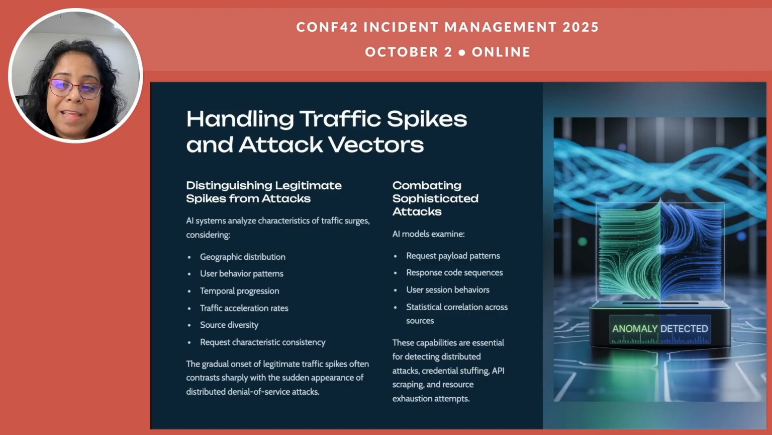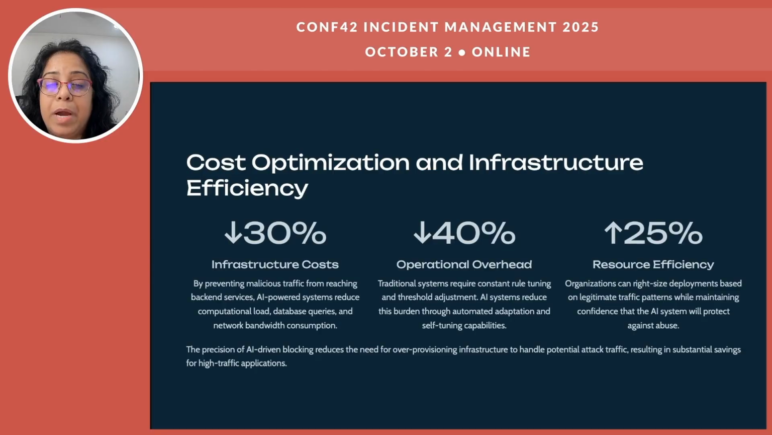across sources. These capabilities are essential for detecting distributed attacks, attacks like credential stuffing, API scraping, and resource exhaustion attempts. Let's talk about the best part, the payoff. Remember those bots that were sneaking into Sarah's app? Every one of them was costing her money.